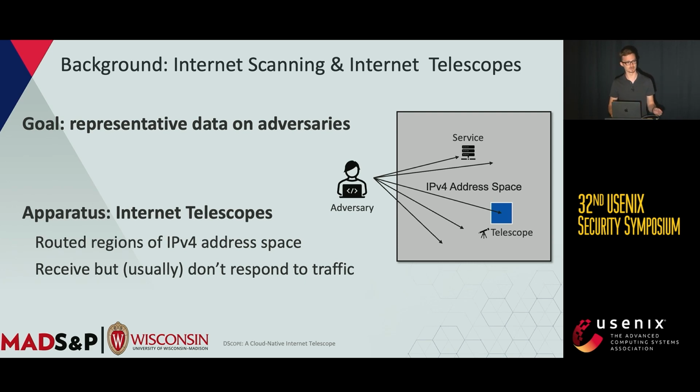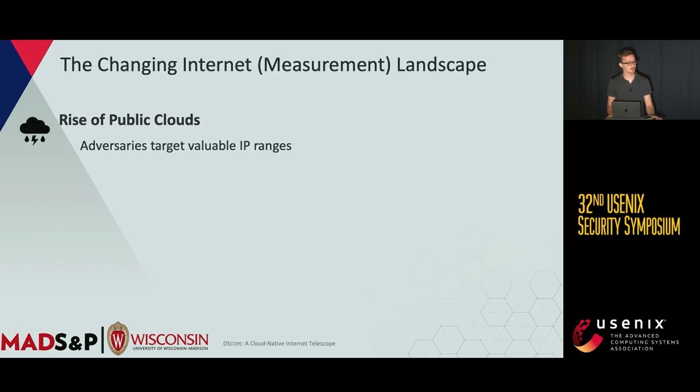And so as a result of this, over the past 20 years, internet telescopes have led to myriad insights on botnets and other emergent threats. But as the structure of the internet changes and adversaries think about deployments and how better to exploit them, our measurement techniques also need to evolve. We've seen three structural changes in the internet in the past decade that frustrate existing measurement techniques.